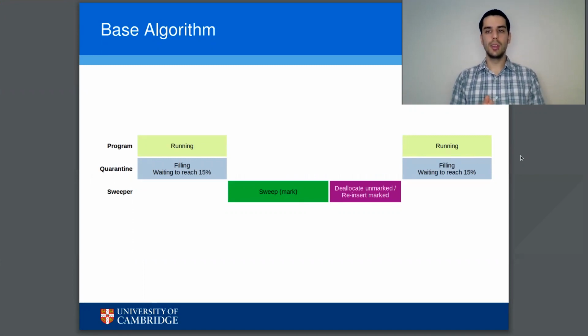Let's look at the base version of this algorithm. The program is running, and on every call to free, it inserts a new allocation into the quarantine. Once the threshold is reached, we stop the world and perform a sweep. This can be done in the same thread for now. The sweep consists of two phases, a marking phase and a deallocation phase. In the marking phase, we look through all of memory and registers and mark the target of anything that could be a pointer. In the deallocation phase, we check the marks and deallocate objects that are unmarked. After this, the program is resumed.